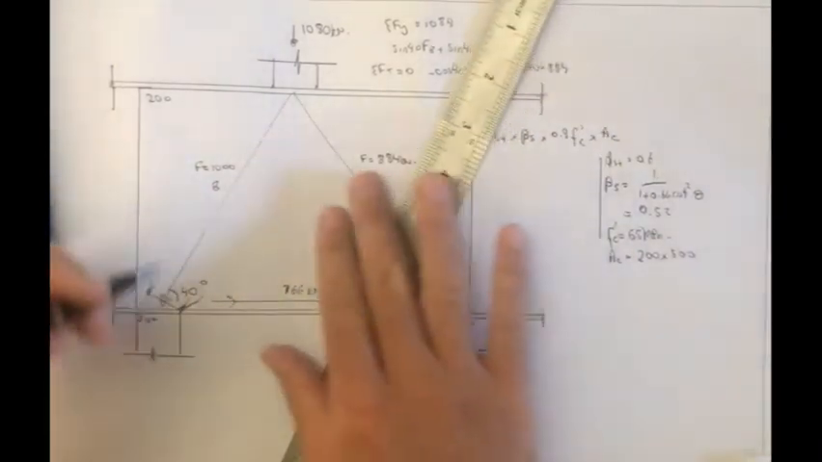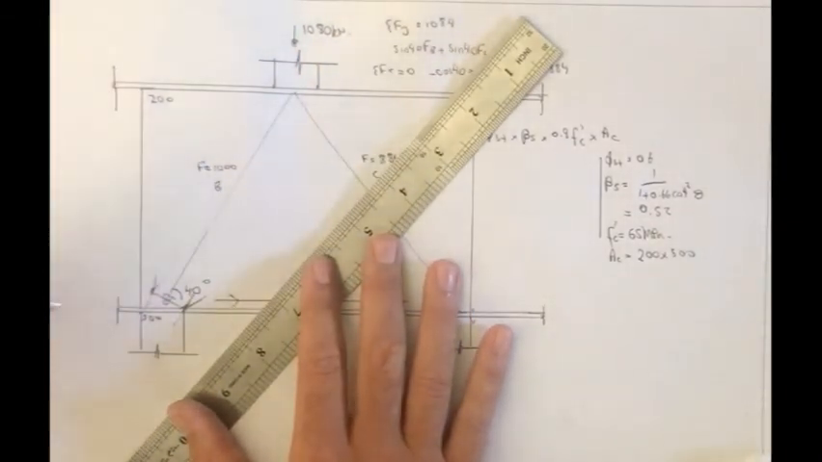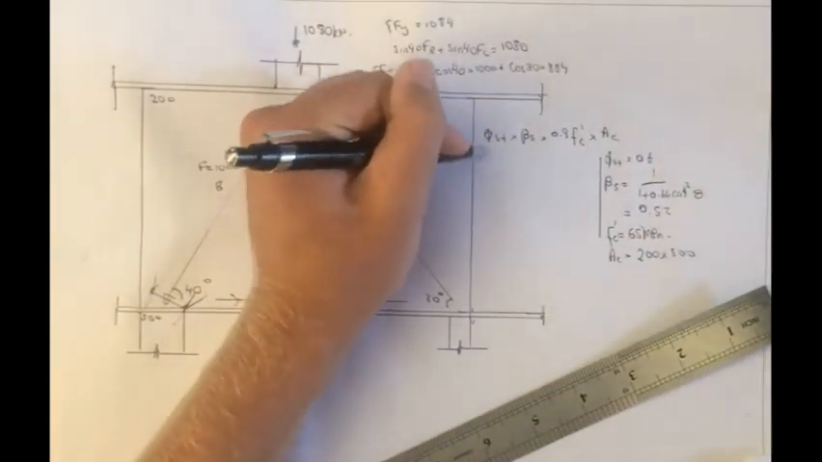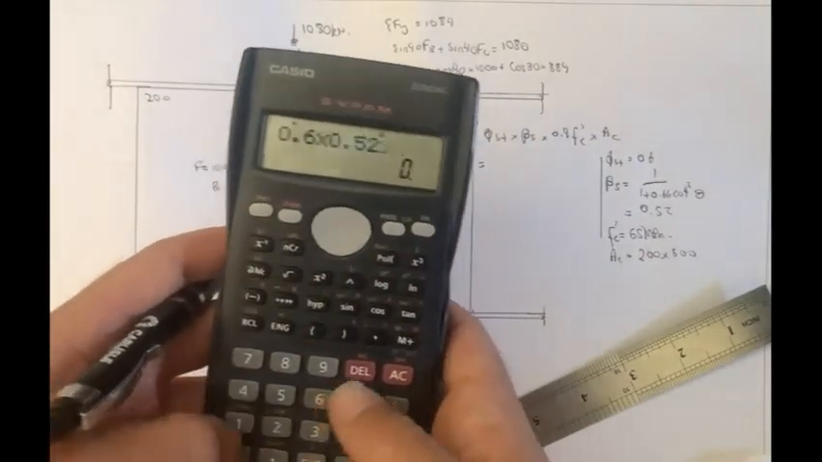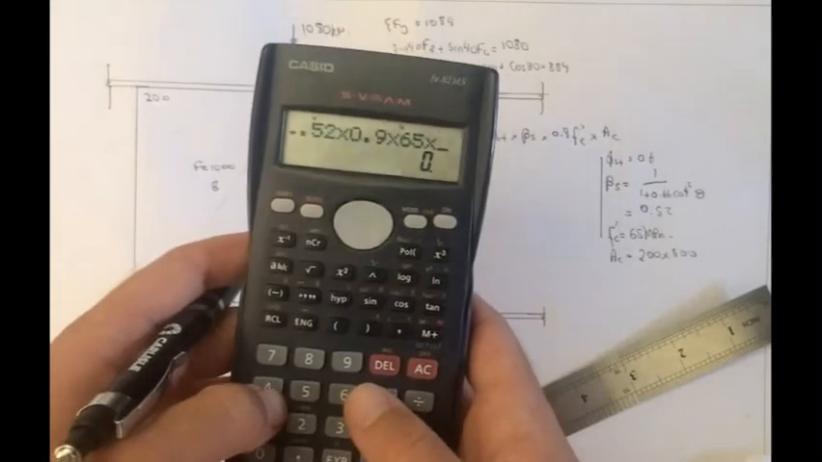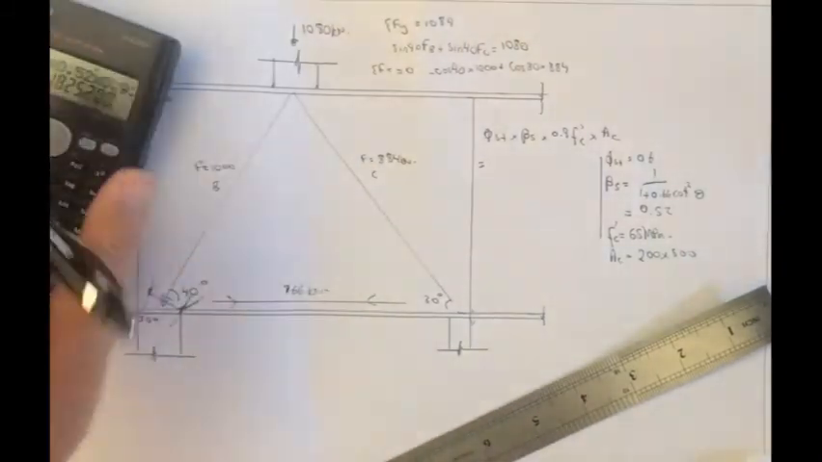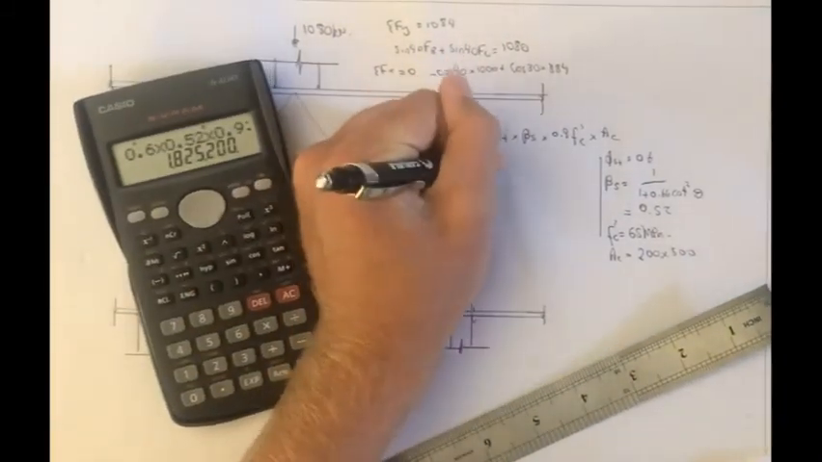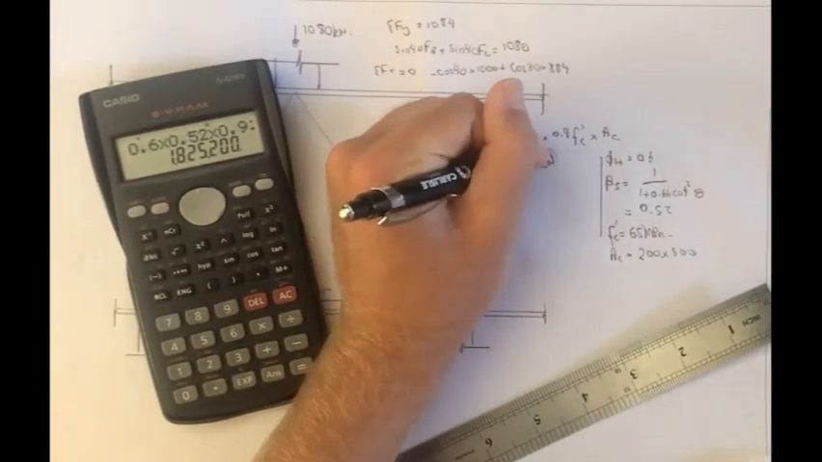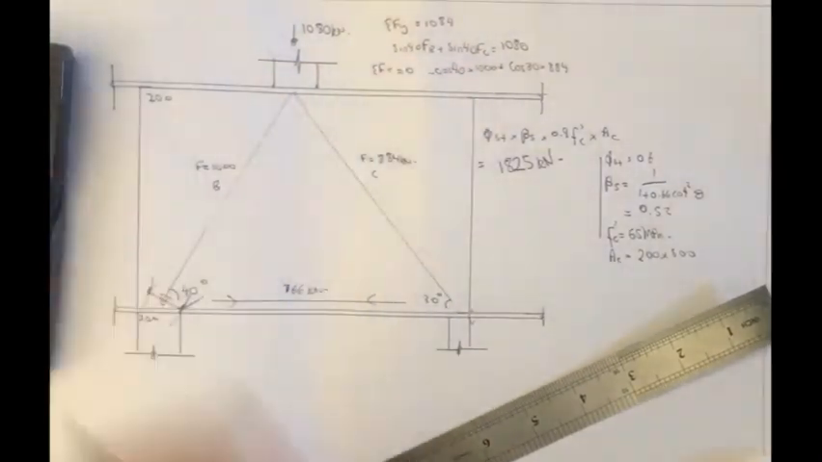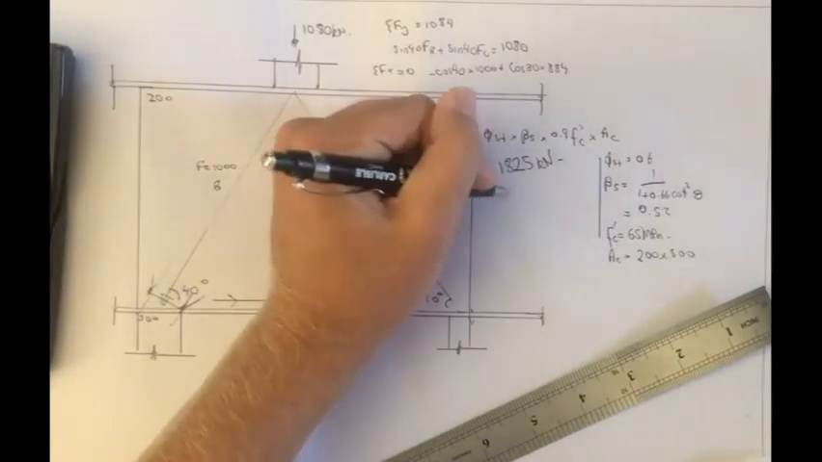So the strut here will look something like, out like that, and then around and in like that. So what we end up with for the strut capacity is 0.6 times 0.52 times 0.9 times 65 MPa times 200 times 500, so 1,825 kilonewtons. So our capacity is obviously greater than the action of 1,000 kilonewtons. Therefore, okay.